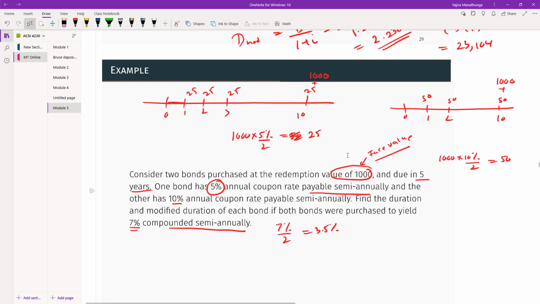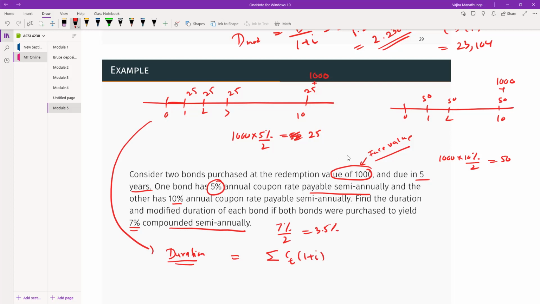Okay, so let's calculate the duration. So how do you calculate the duration? Let me do this one, and then you can do the other ones. So the duration would be sigma t times Ct times (1 plus i) to the negative t, divided by the price.